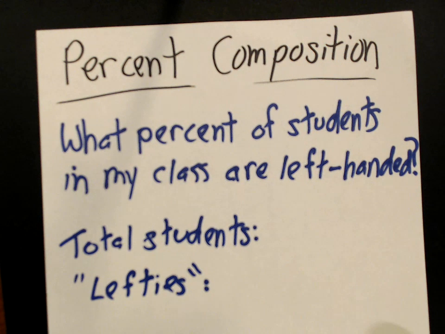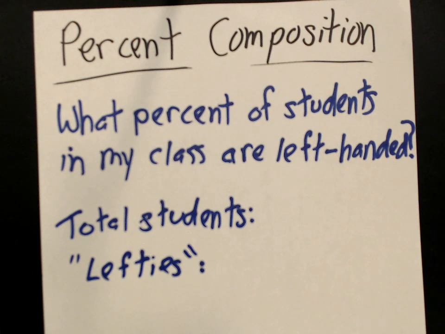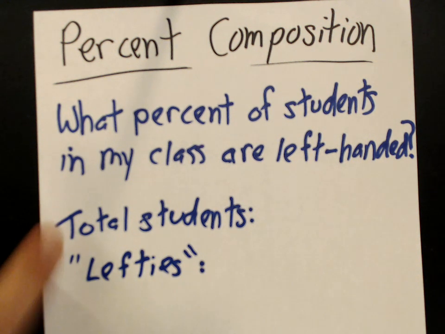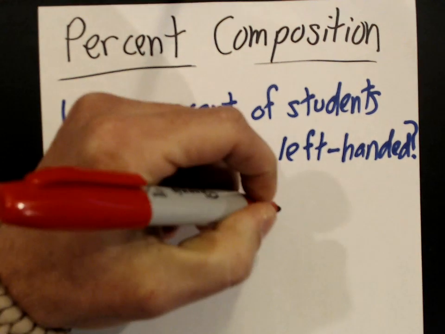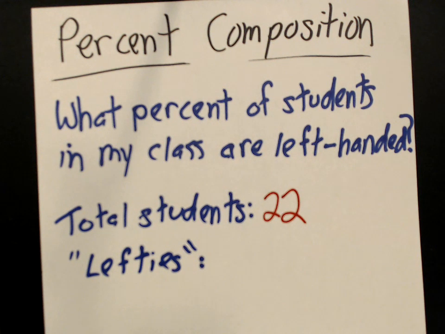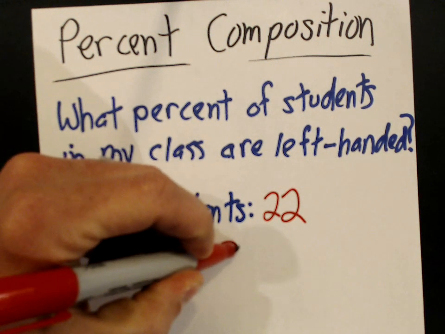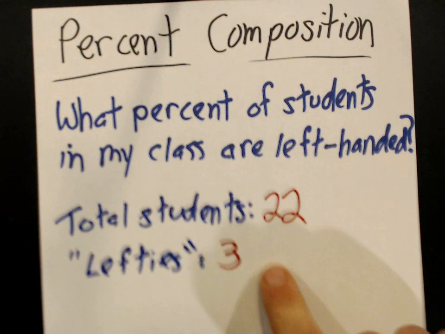Let's start off with something that's kind of an analogy to calculating the percent composition of a compound. Here's a silly question. What percent of students in my class are left-handed? How would we go about answering that? Well, first thing I would do is count up the total number of students in my class. So let's say there were 22 students in my class. And then I'd say, okay, raise your left hand if you are in fact a lefty. And I would find that there are 3 of those students that are left-handed. So what percentage of students in this class are left-handed?